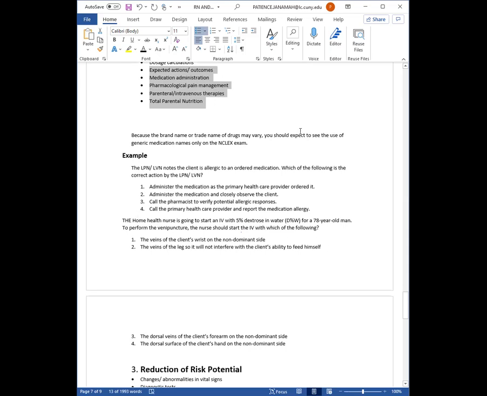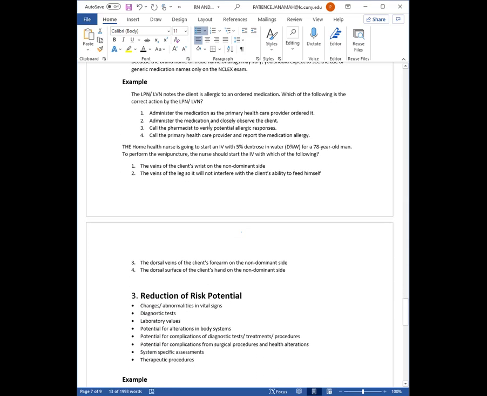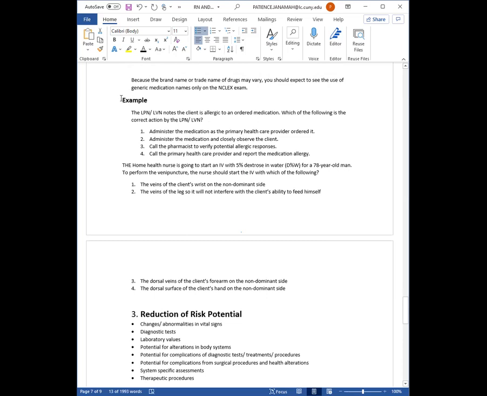Now, most medications, they use the generic names for the NCLEX, not brand names.